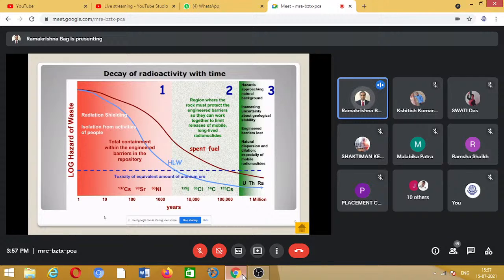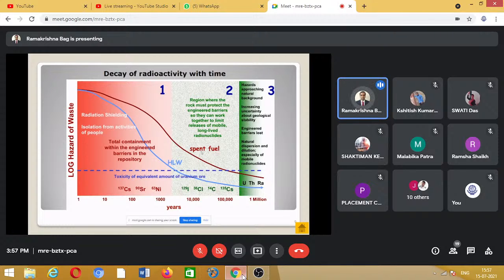So if we do some kind of reprocessing, this radioactivity may decay. In this graph, the x-axis on the right-hand side is the number of years it can take for radioactive decay. The blue horizontal line is the toxicity of an equivalent amount of uranium ore, which we take out from the mines. And the red or brown color is the spent fuel. Spent fuel means the fuel which is coming out after fission from the nuclear power plant.